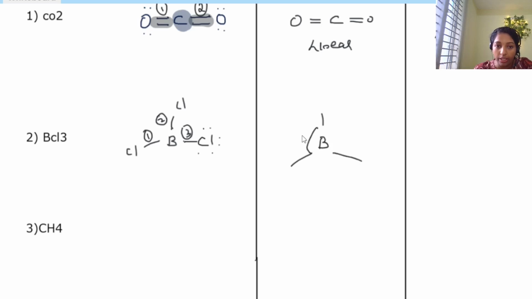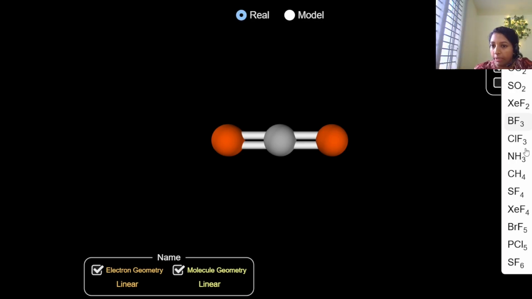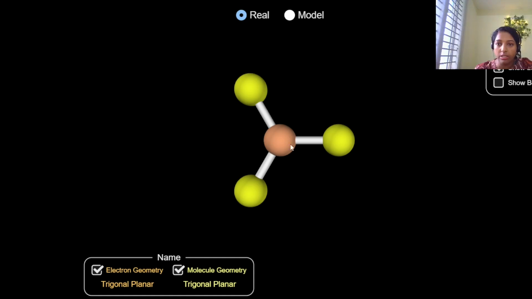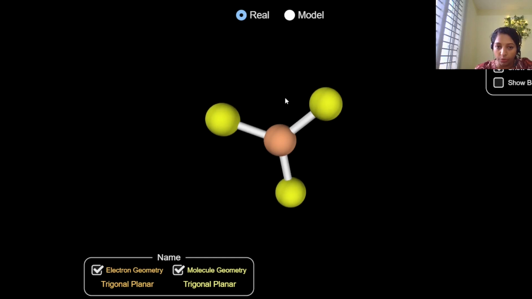So the bond angle will be 120. And as you know, the molecular geometry is also the same. Okay, let's do it in this picture. BCl3 is just like BF3. So electron geometry is trigonal planar, molecular geometry is trigonal planar, and this is what you mean by trigonal planar. So this is the shape. It's a planar molecule, just one plane. You can see this trigonal planar.